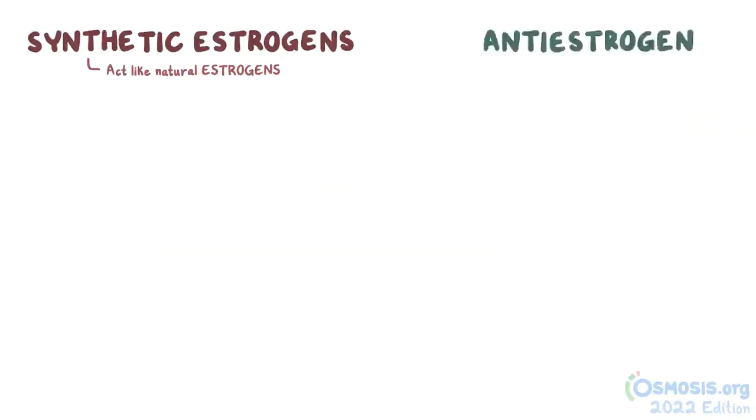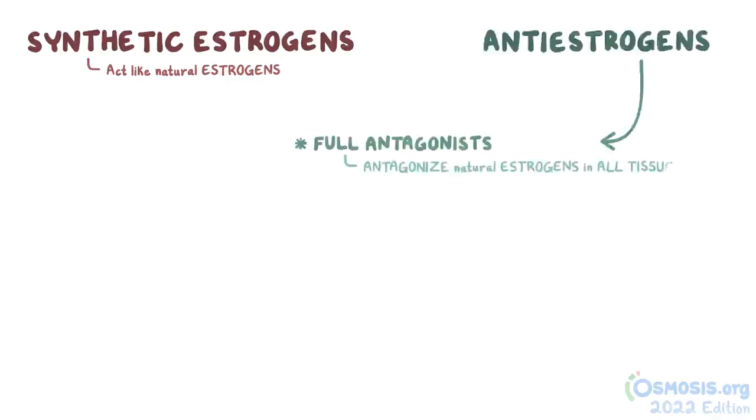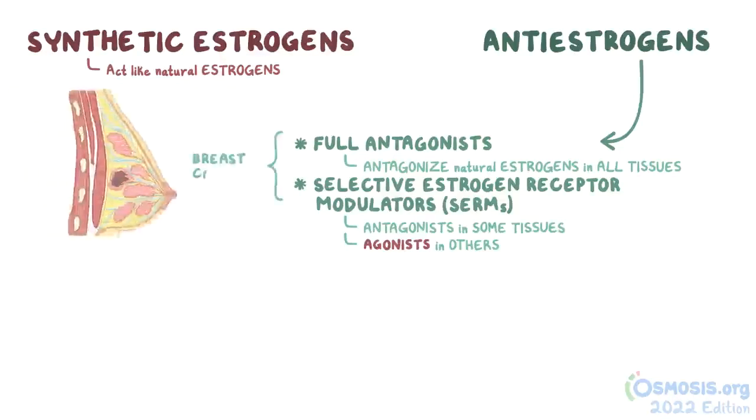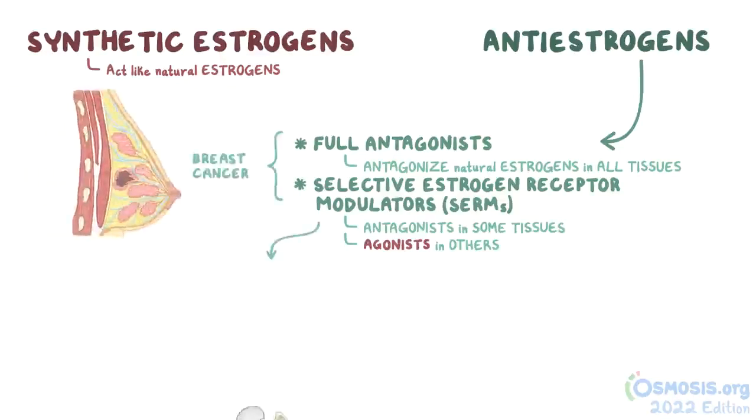Now, anti-estrogens, or estrogen antagonists, include full antagonists, which antagonize natural estrogens in all tissues, and selective estrogen receptor modulators, or SERMs, which act as estrogen antagonists in some tissues, but also act as estrogen agonists in others. Full antagonists and SERMs are used for breast cancer, and SERMs are also used for osteoporosis.